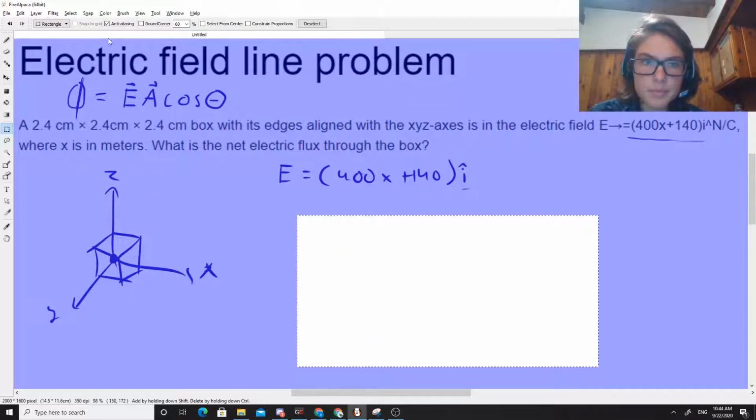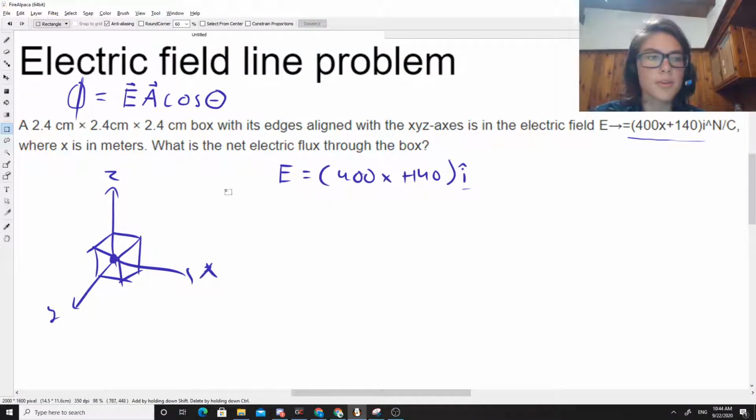If we're comfortable with that concept, then we know that this electric field is going exclusively in the x direction, right? Because there's no j hat, there's no k hat. K hat would dictate the magnitude in the z direction. The electric field is going purely in the x direction. But we have this variable here.